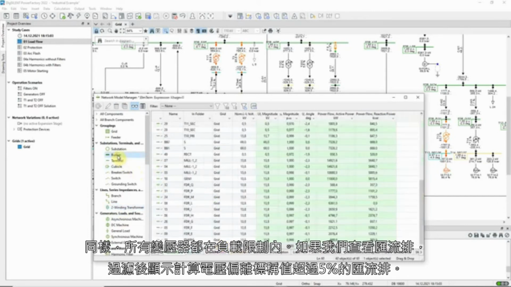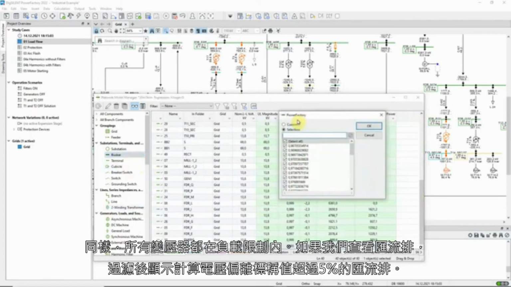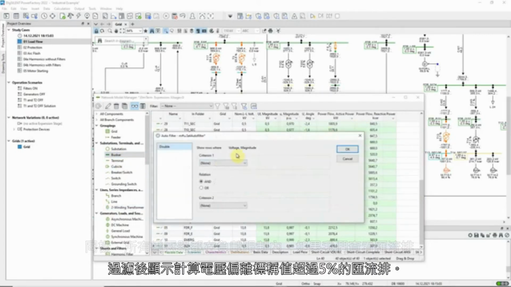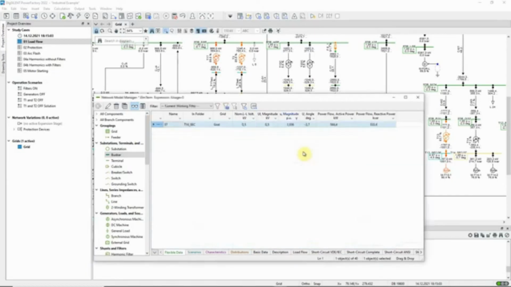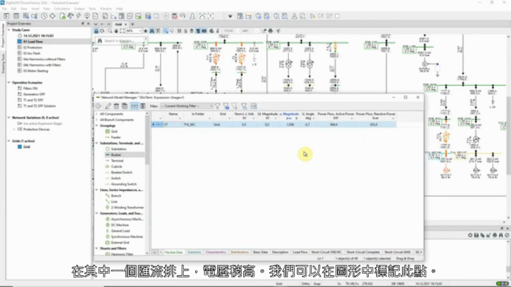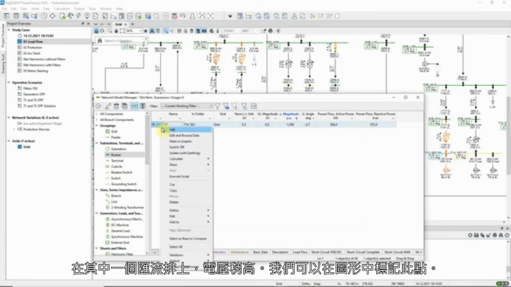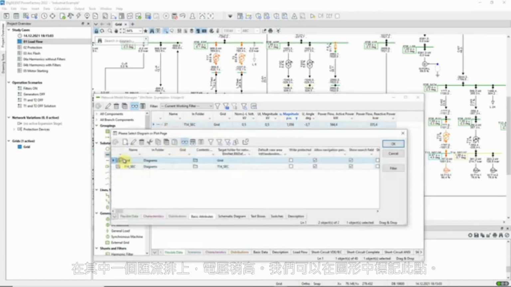If we look at the bus bars, we can filter to show those where the calculated voltage is more than 5% away from nominal. On one bus bar, the voltage is a little high. We can mark this in the graphic.